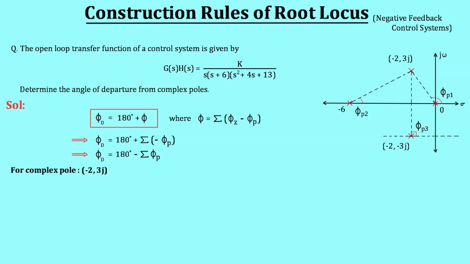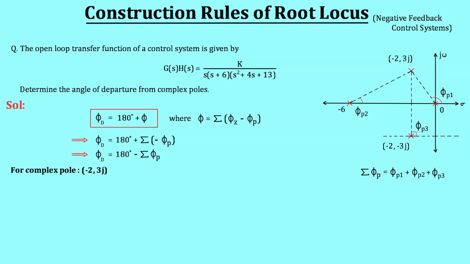Our first step will be to find the net angle contribution from all other open loop poles and zeros. For that, I have drawn 3 dashed lines which join the complex pole minus 2, 3j with all the other open loop poles. The angles which these 3 lines make with the positive real axis, represented as phi p1, phi p2 and phi p3, are the angle contributions caused by the other poles, the summation of which is simply the net angle contribution by all the other open loop poles to the reference pole minus 2, 3j.